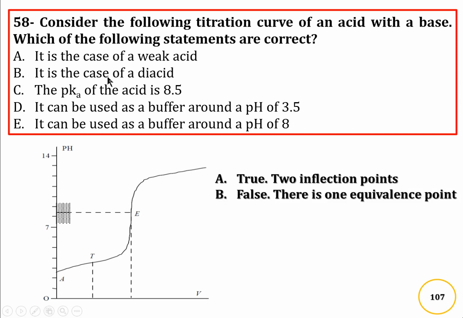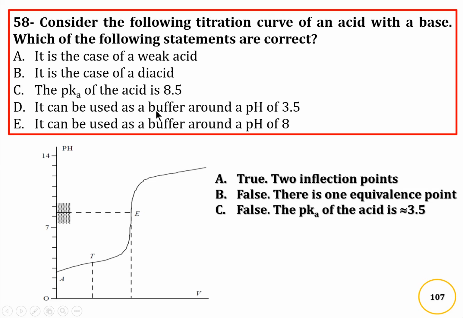B, it's the case of a diacid. This is false because the titration of a diacid will give two jumps or two equivalence points, and in this curve, we have only one equivalence point. C, the pKa of the acid is 8.5. We know that pKa is deduced at the half equivalence point. So at the half equivalence point, the pH is around 3.5. So C is incorrect.